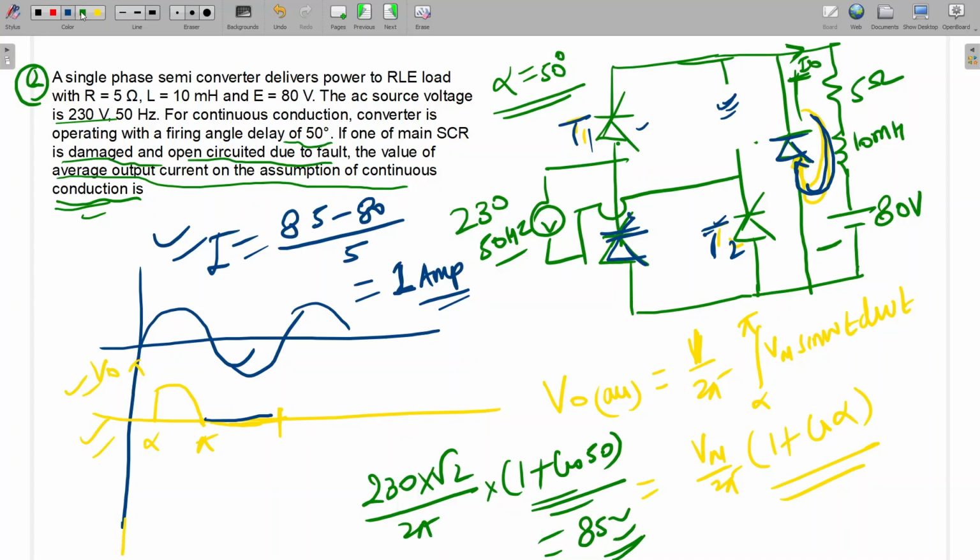In case of semiconductor, what was happening? Here to here one waveform was coming, pi plus alpha to 2 pi. But since here this is open circuit, this negative portion, this second side portion, will not appear here. Is it clear now?